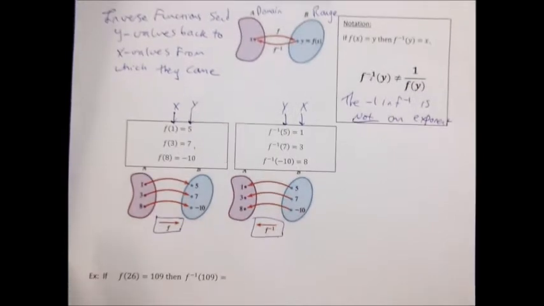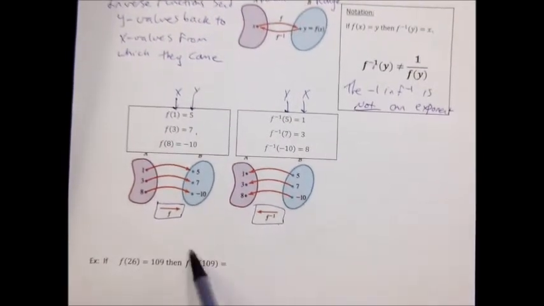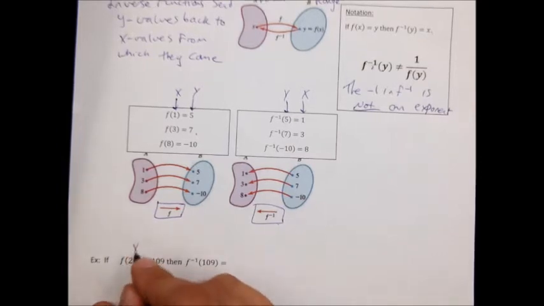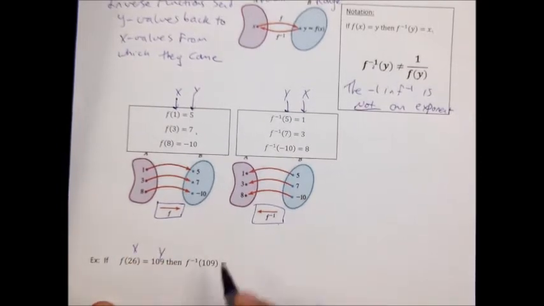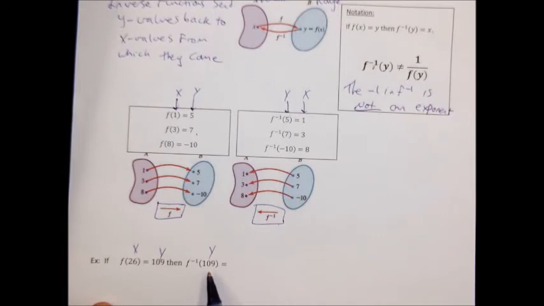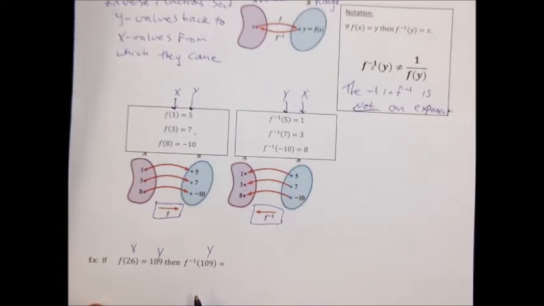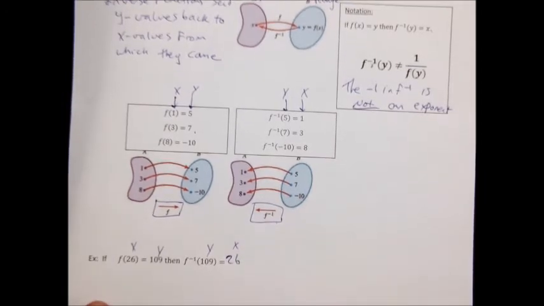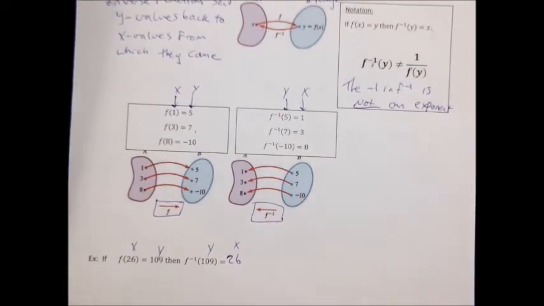So for example, down here, if f of 26 is 109, so this is my x and this is my y, then what is f inverse of 109? It's a y value, it's in the range. Where does it get sent back to? 26, right? It just gets reversed. It's sort of a straightforward kind of concept, right?